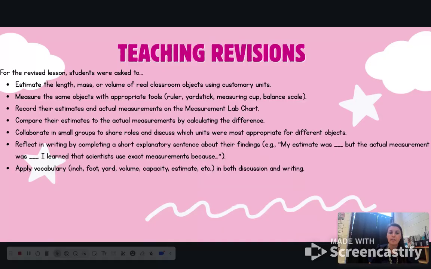And then at the end, I'm going to have them write a reflection or a short explanatory sentence about their findings. For my EIP classroom, I will provide them with a sentence frame. My estimate was blank because the actual measurement was blank. I learned that scientists use exact measurement because, etc. And then just make sure the students apply the vocabulary in both discussion and writing.